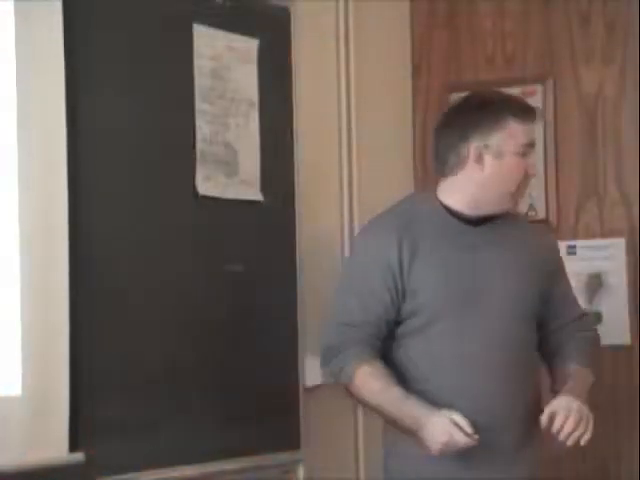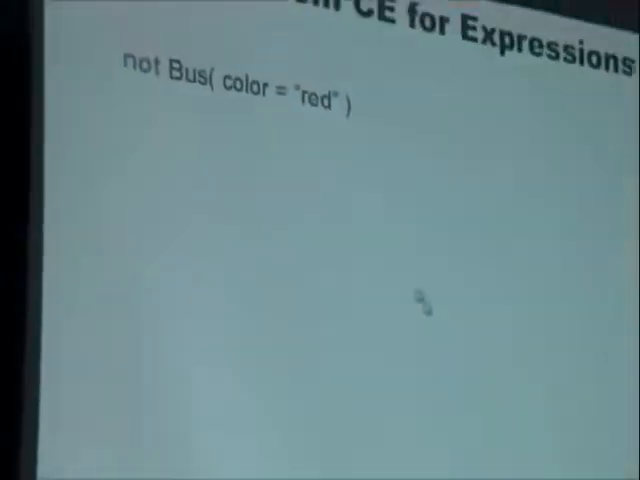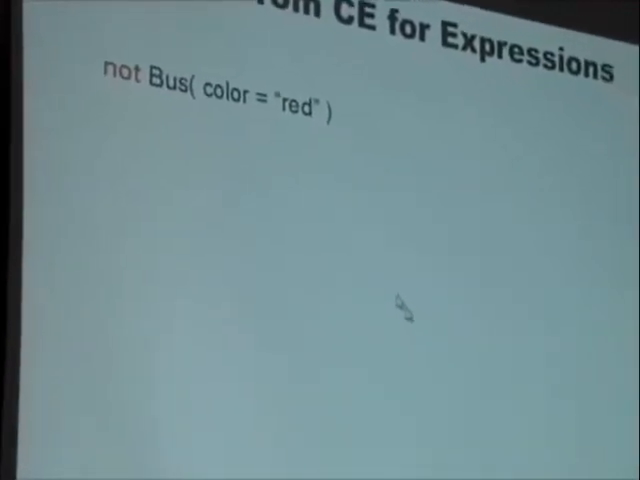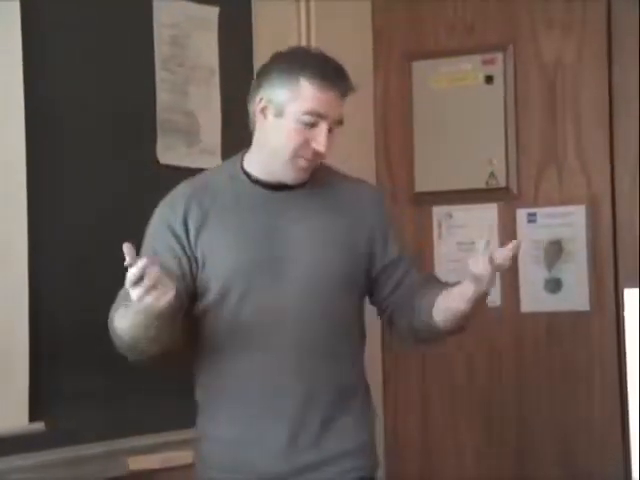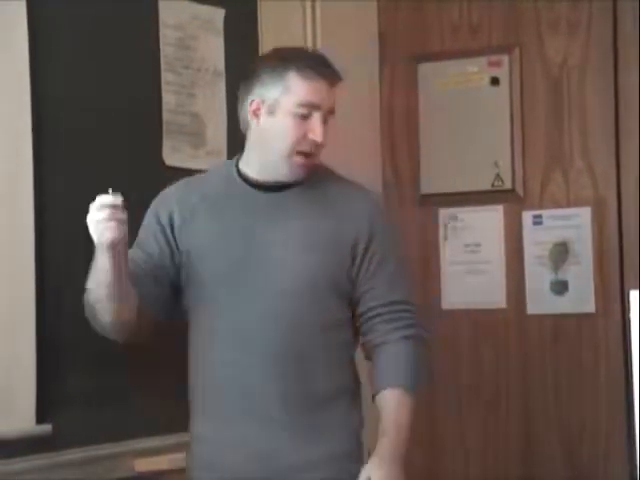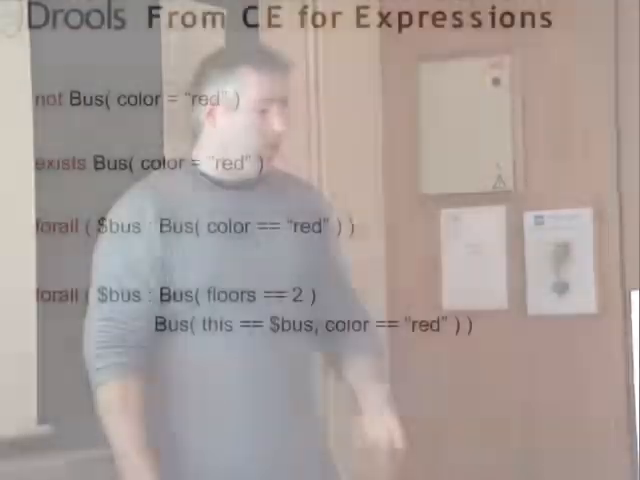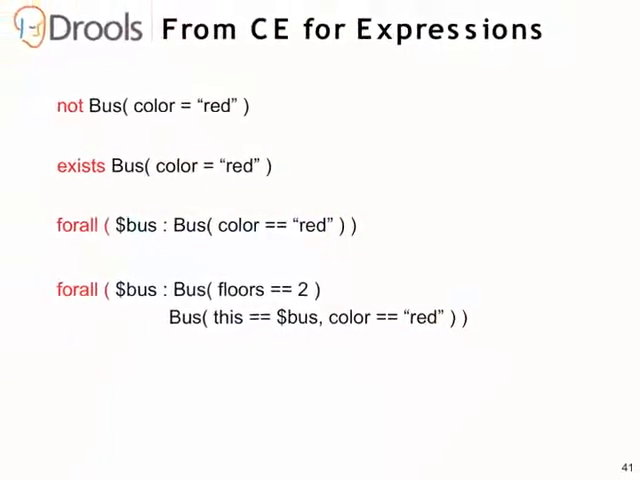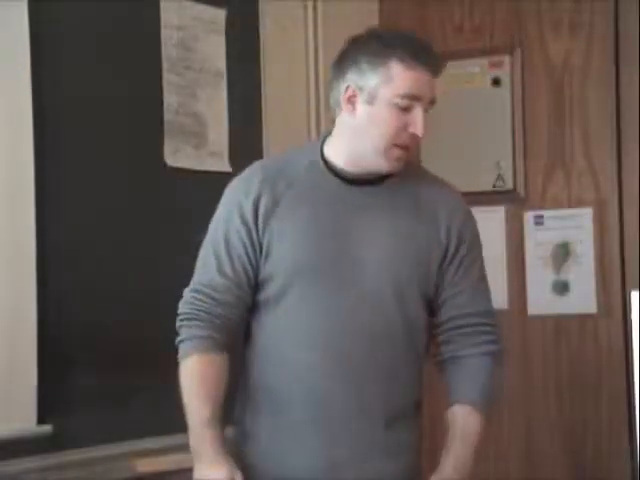I only wanted to touch on processes. So you saw this earlier on. This is saying when I have no red buses, these are called conditional elements. You have the pattern, and then you have this little note here. We just call them conditional elements. When there are no red buses in my session, my working memory, or when there's one or more red buses, for all, when all my buses are red, or when all my buses that have two floors are red. So it's just about a way to look at sets of data to make decisions based on sets of data.